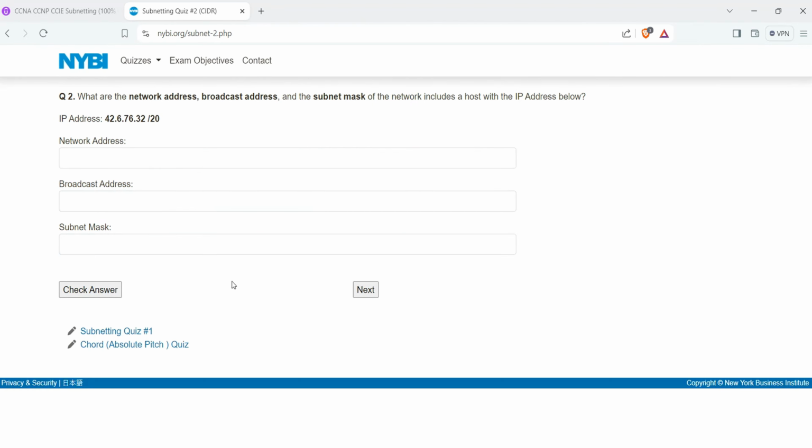Let's do more. Slash 20. No problem. 255 is 8 bits. 255 16. 4 bits. Oh, it's 240.0. The first two octets don't change. 42.6 dot. Okay, where's 76? I'm jumping by what over here? 16? Why 16? How did I get 240, folks? 128, 64, 32, 16. That's how I got it.